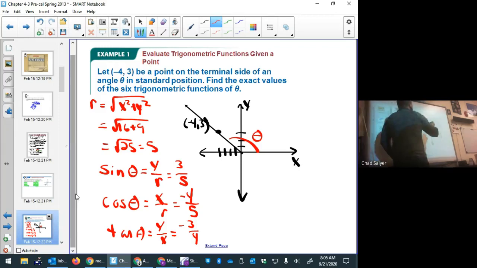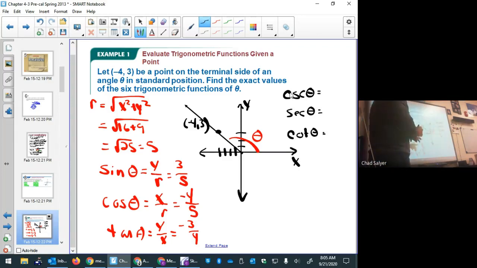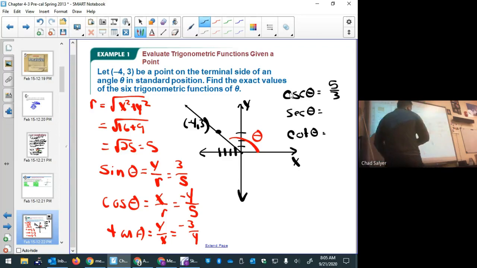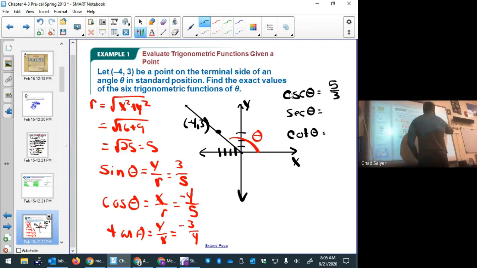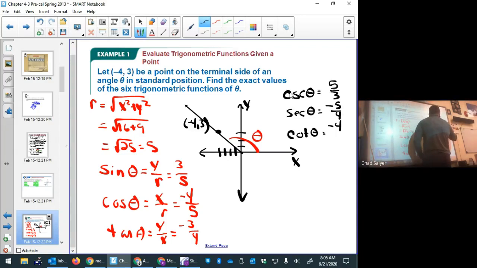All right, now let's talk about the reciprocal functions, which are cosecant, secant, and cotangent. Once we found the original 3, those are easy. You just invert. If you write them this way, negative 5 over 4 for secant, and negative 4 over 3 for cotangent. You would, of course, reduce these if you could. Allie?